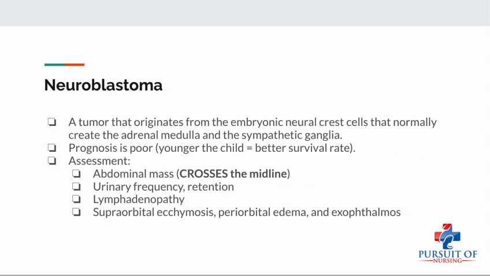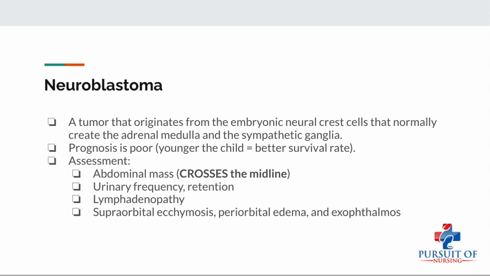Now, your neuroblastoma is an abdominal mass that crosses the midline. So the prognosis is poor. So the younger the child, the better the survival rate. Again, an abdominal mass that crosses the midline, they're going to have urinary frequency or retention, lymphadenopathy. They may even have periorbital edema or supraorbital ecchymosis.